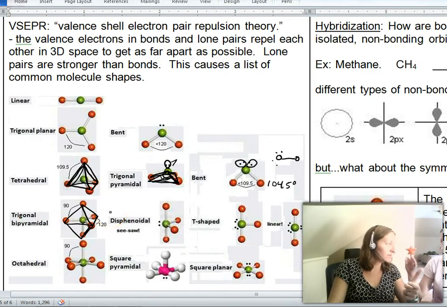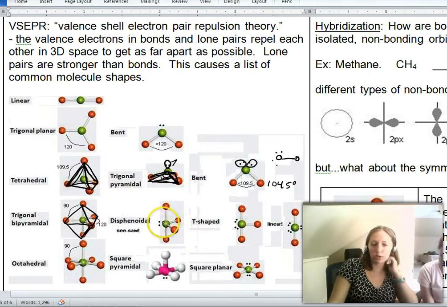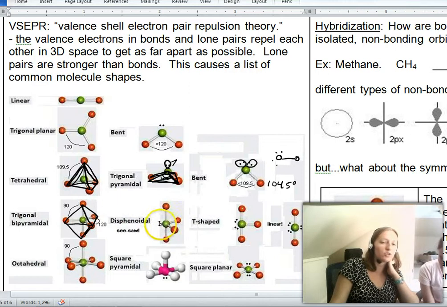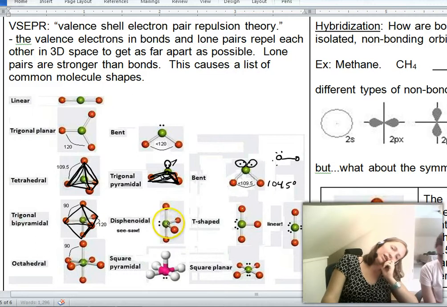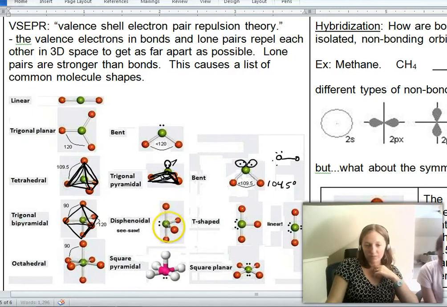Starfish? Equatorial. That's correct. It takes an equatorial position. The reason being the equatorial positions are 120 degrees apart and the axial positions are 90 degrees apart, and since the lone pairs are stronger, they're going to take the position that has the most room for them. An equatorial position provides more space for a lone pair. So it takes one of these equatorial positions, and you end up with this funky shape, which looks like a sideways running alien. Anyway.